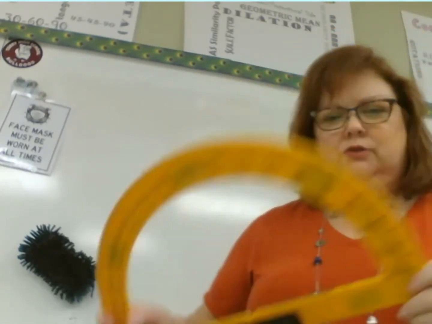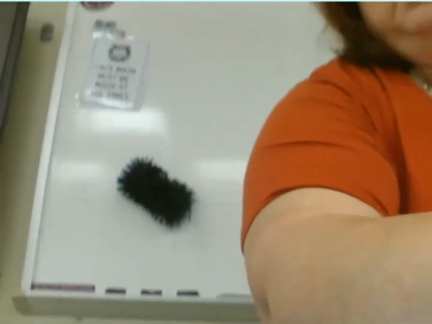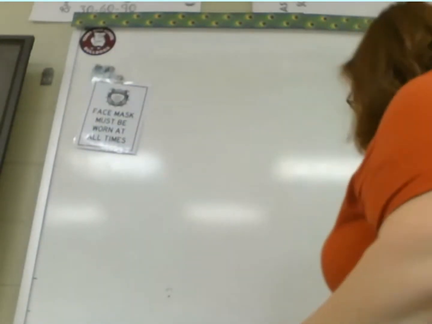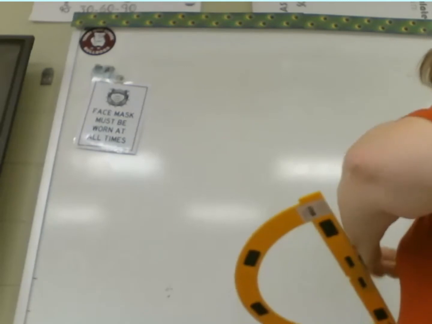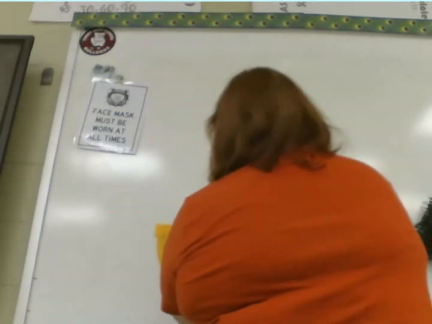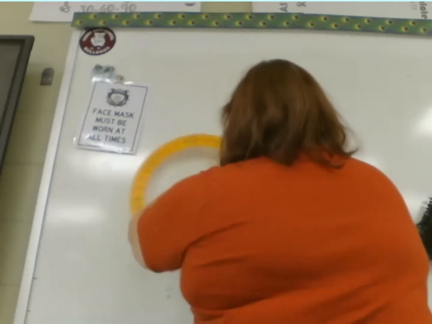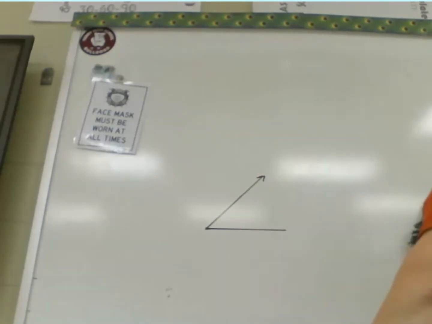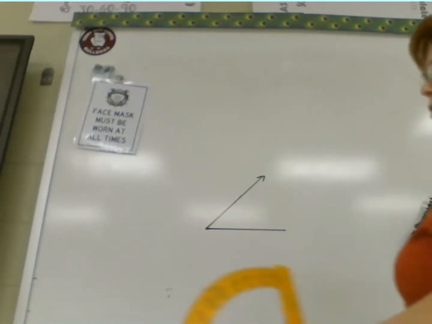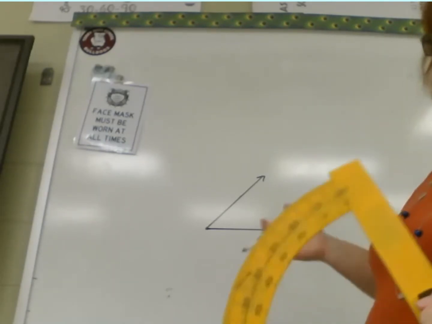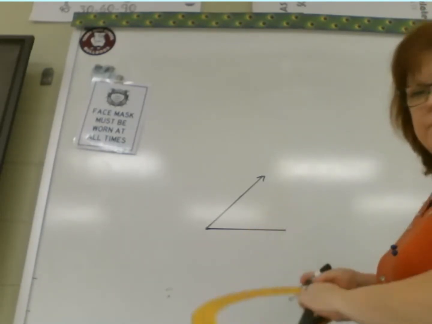So I'm going to show you up here on the board how to do it, and hopefully you can see it pretty well. Alright, so to measure an angle, I'm going to just draw one up here. You can do one for practice if you've got a protractor at home. And if not, you could get a clip art picture of a protractor and cut it out, and it would work pretty good. It's going to do the same thing.